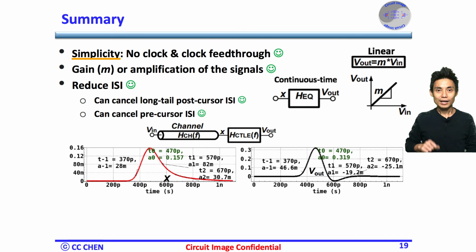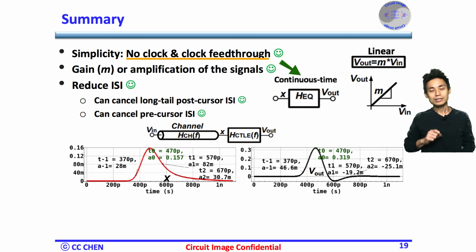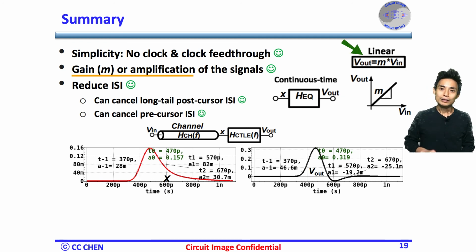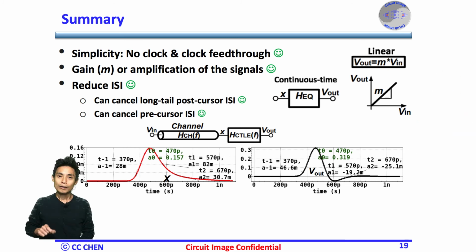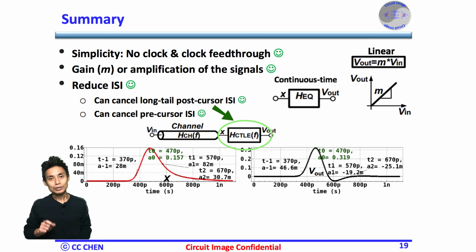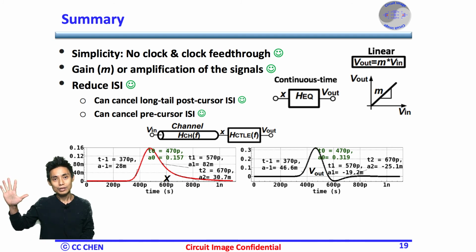For simplicity and fewer design challenges, the continuous time without clock equalizer is preferable. The linear gain or amplification at the high frequencies is a must after a lossy channel. So, both combined, continuous time and linearity, may tell you why the CTLE is needed. For the CTLE's placement, putting it after the channel is the best for several reasons, and you might want to recall or think about that for 5 seconds by yourself.